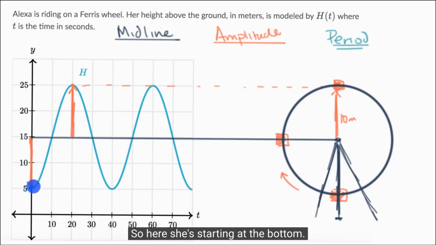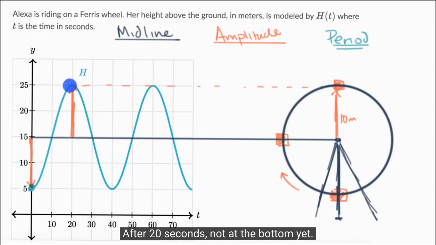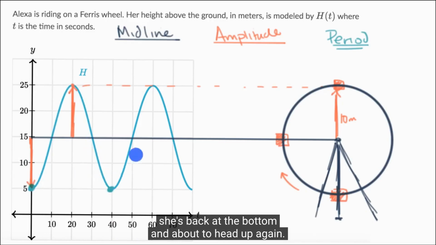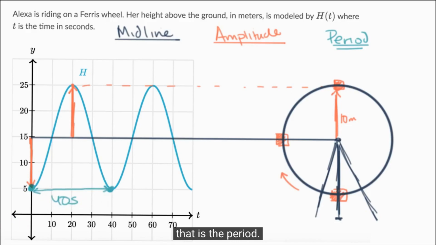So here she's starting at the bottom. And let's see, after 10 seconds, not at the bottom yet. After 20 seconds, not at the bottom yet. After 30 seconds, not at the bottom yet. And then here she is. After 40 seconds, she's back at the bottom and about to head up again. And so this time right over here, that 40 seconds, that is the period.